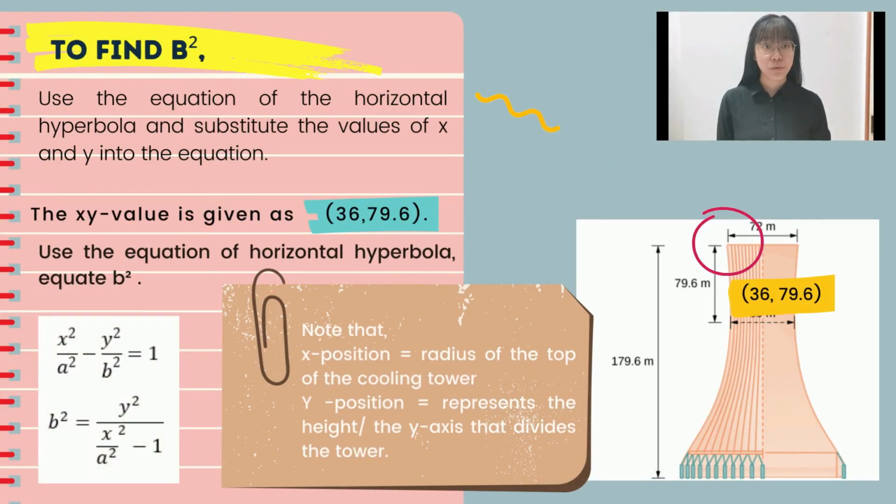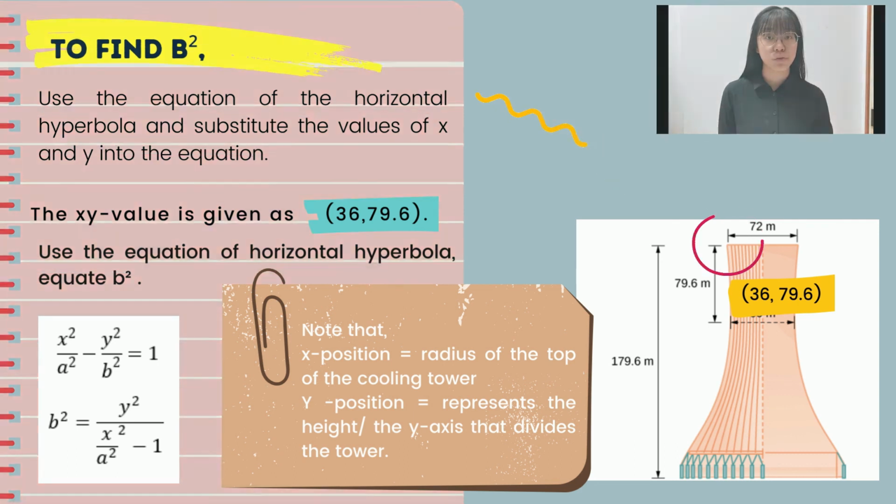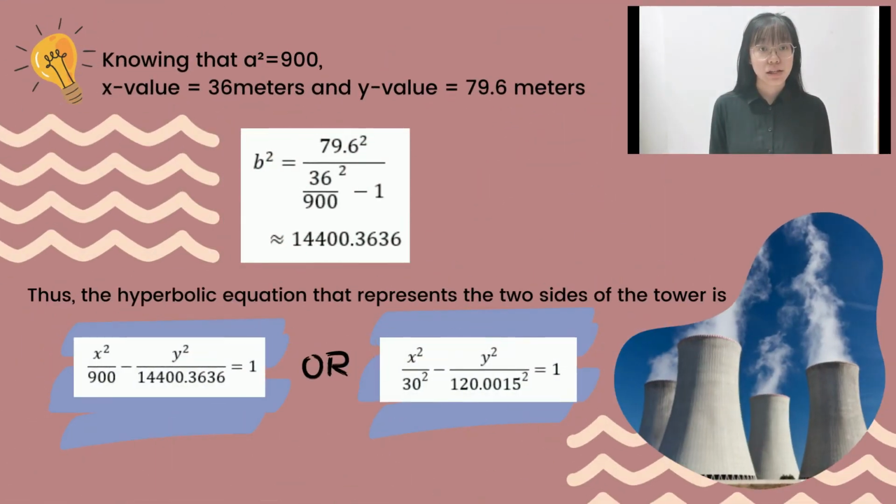Next, to find b squared, use the equation of the horizontal hyperbola and substitute the values of x and y into the equation. Note that the x position is the radius at the top of the cooling tower, and the y position represents the height that divides the tower into half. Thus, the point (x, y) is (36, 79.6). By using the horizontal hyperbola equation, we find that b squared equals y squared divided by (x squared over a squared minus 1). By substituting the a squared, x and y values, the b squared answer is 14,400.3636. Thus, by substituting the a and b values, the hyperbolic equation that represents the two sides of the tower is shown.